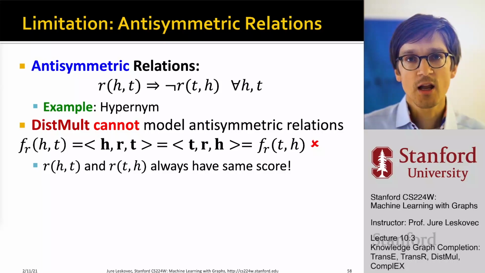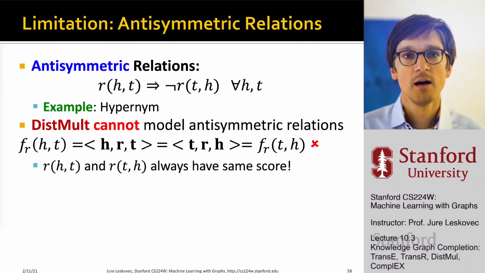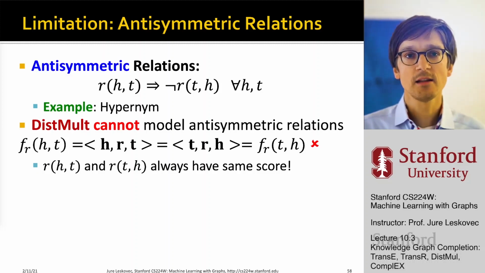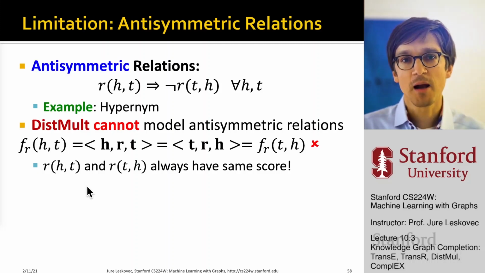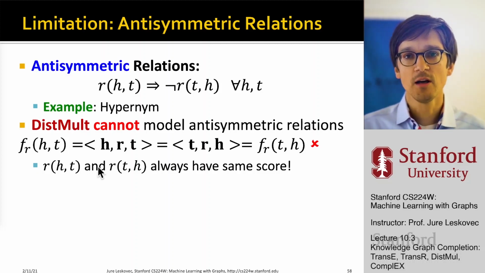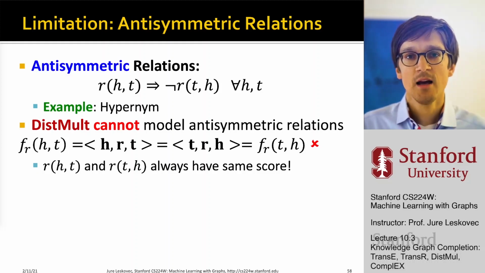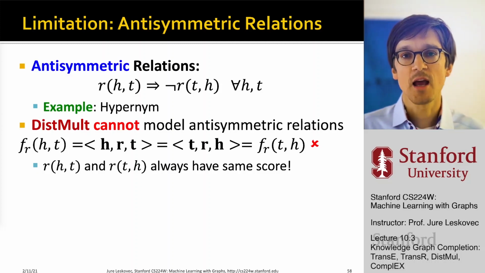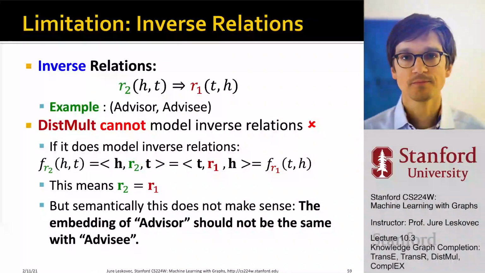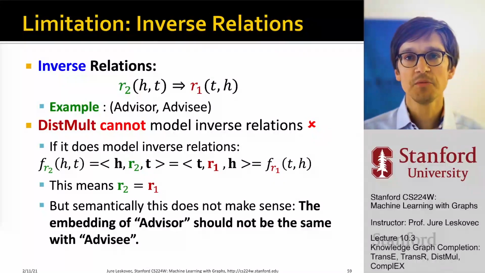However, the limitation is anti-symmetric relations, like hypernym, part of, where the idea here is that DistMult cannot model anti-symmetric relations. Again, because of the commutativity of summation and product, it means you get symmetry, but you don't get anti-symmetry. H times R times T will always be the same as T times R times H, and that's the issue. So DistMult cannot do that.